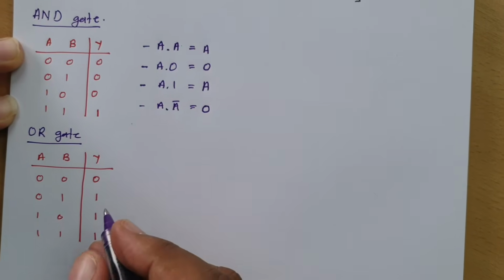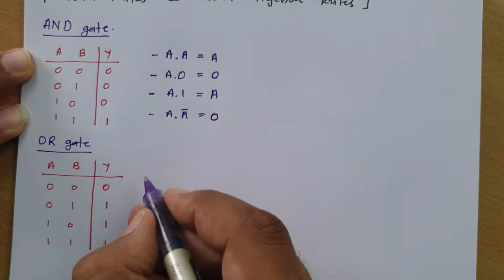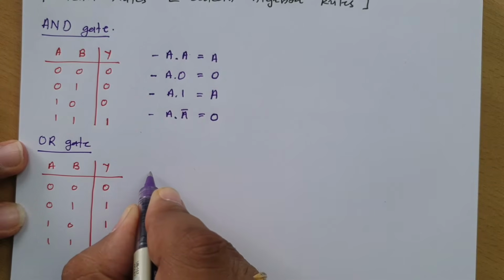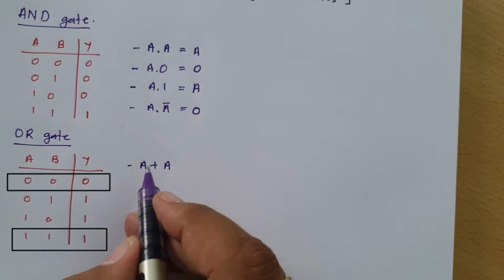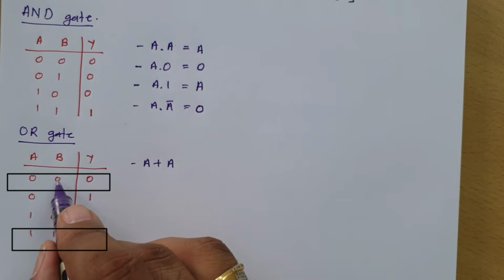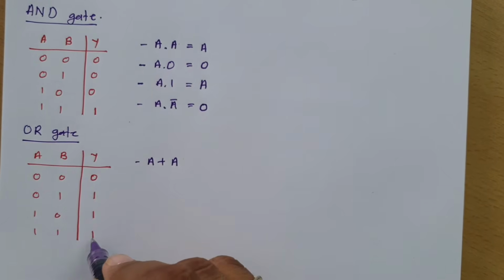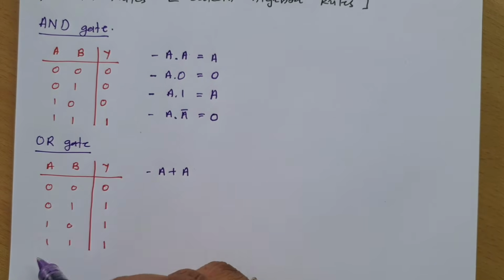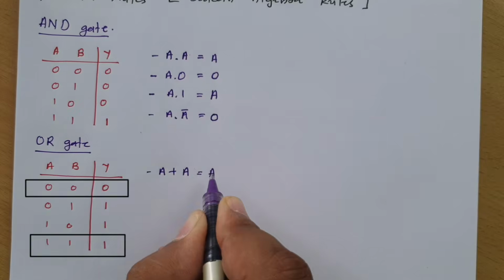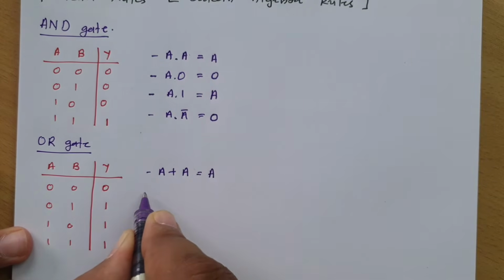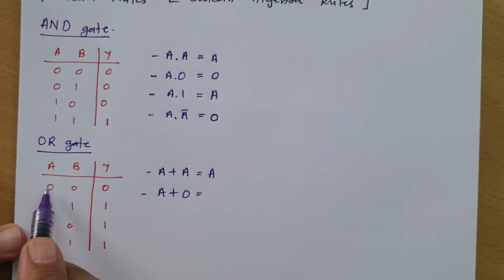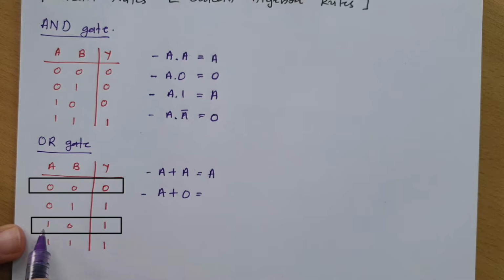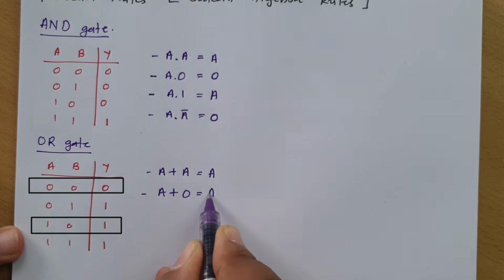Now let us establish OR gate Boolean rules. If you do the operation A plus A, 0 plus 0 is 0, and 1 plus 1 is 1. That means it is A only. So A plus A is A. Now if you do A plus 0, if A is 0, 0 plus 0 is 0. If A is 1, 1 plus 0 is 1, meaning it is A only. So A plus 0 is A.